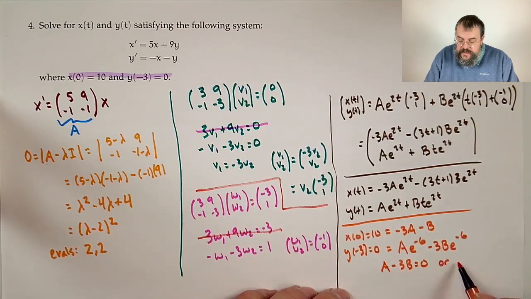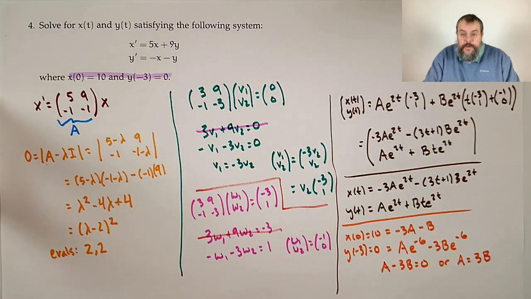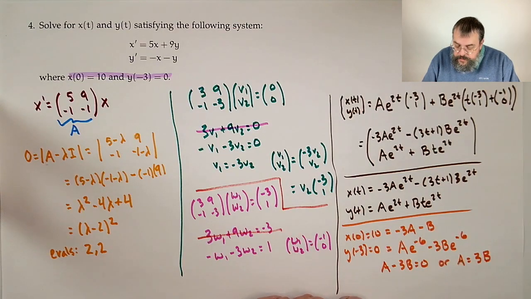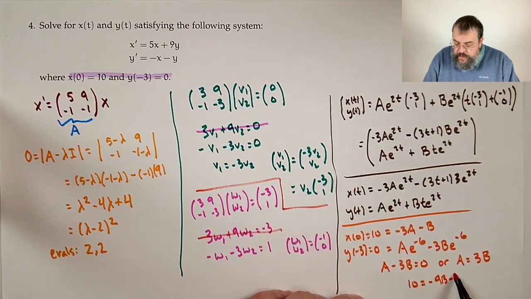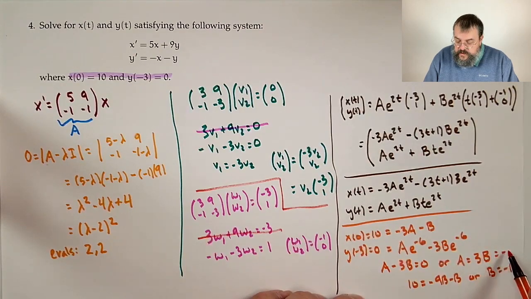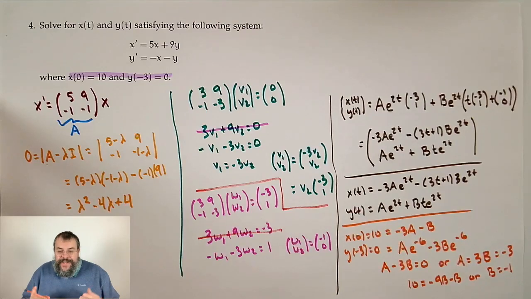Aha! So what does that say? That says a has to be equal to 3 times b. That's perfectly fine. So if a equals 3 times b, we can come back to the first equation and say 10 is equal to 3 times a, which would make this minus 9b minus b, or minus 10b equals 10. So b is minus 1, and if b is minus 1, a is minus 3. Okay, good.